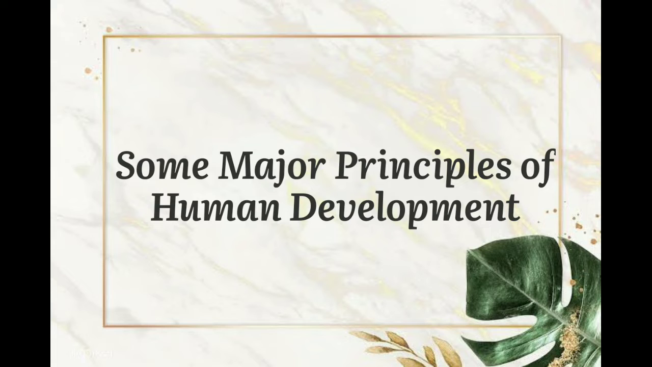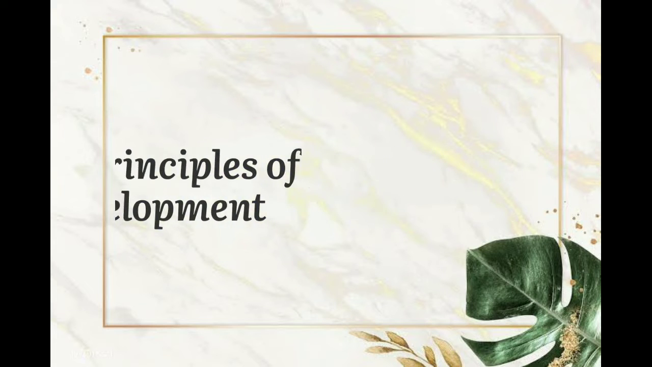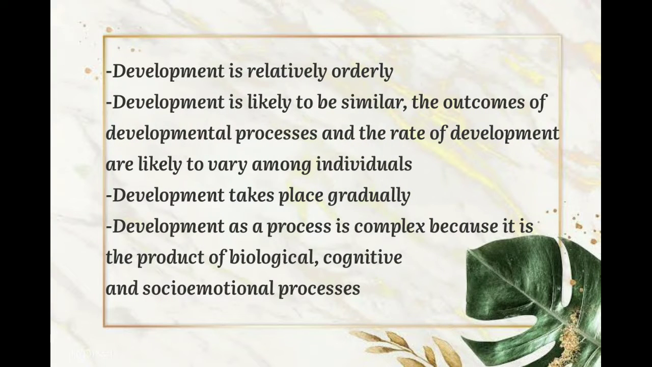Some major principles of human development. Development is relatively orderly. Development is likely to be similar. The outcomes of the developmental process and the rate of development are likely to vary among individuals. Development takes place gradually. Development as a process is complex because it is the product of biological, cognitive, and socio-emotional processes.